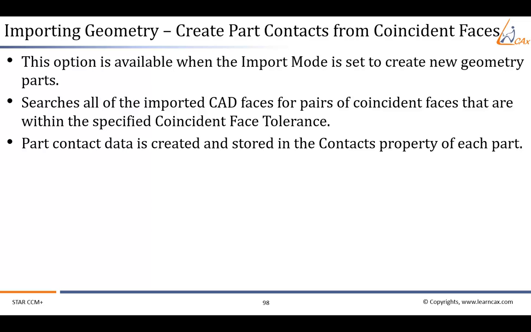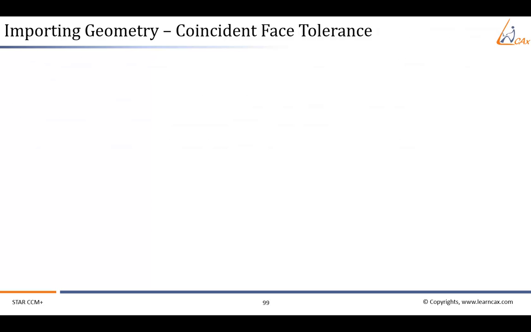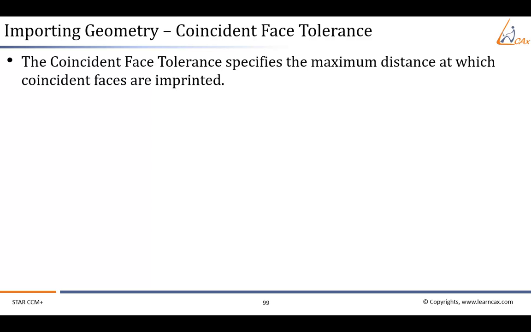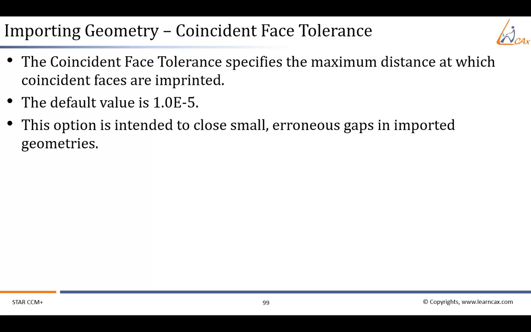Next is coincident face tolerance. When the Create Part Contacts from Coincident Faces option is activated, the option to specify the coincident face tolerance becomes available. The coincident face tolerance specifies the maximum distance at which coincident faces are imprinted. The default value is 1.0e-05. This option is intended to close small, erroneous gaps in imported geometries.